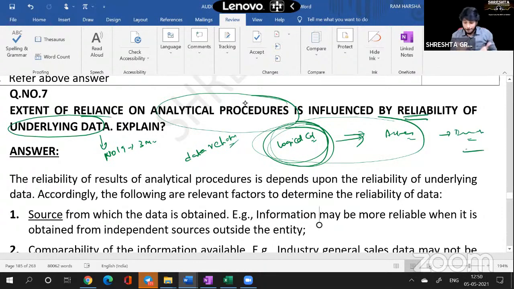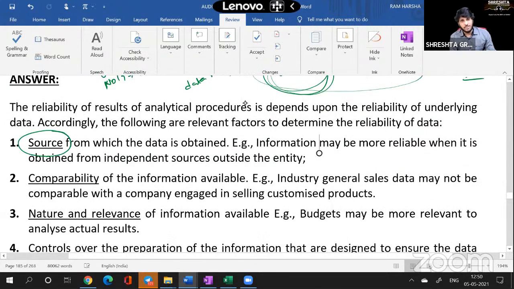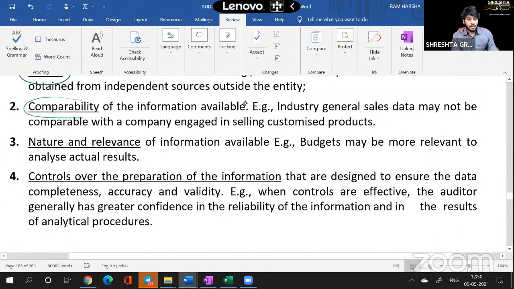How do I know whether background data is reliable or not? Simple. From where did you get the data? Source. If you are getting it from an independent, reliable source, believe it. Comparability. Okay, you have calculated the expected value rate based on background data. Can that background data be used for comparison for the purpose of the analytical procedure? Is it useful or not?